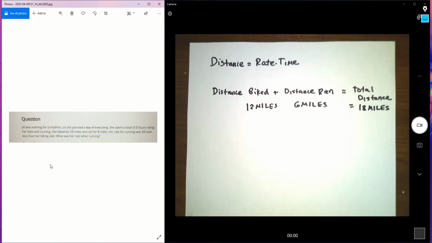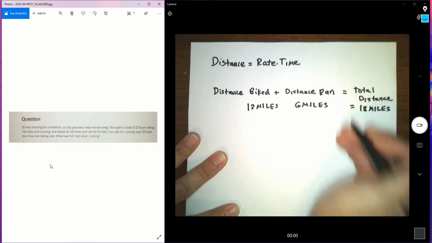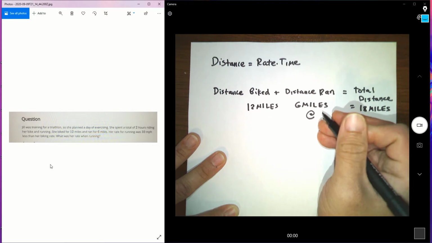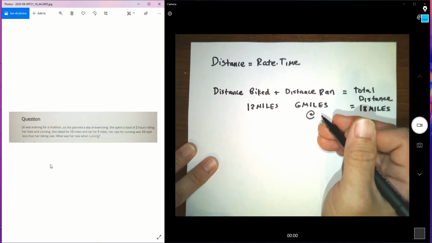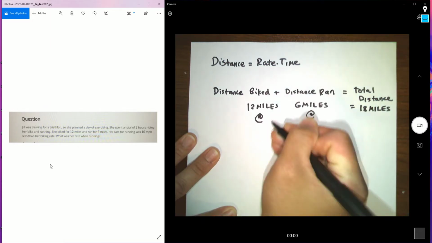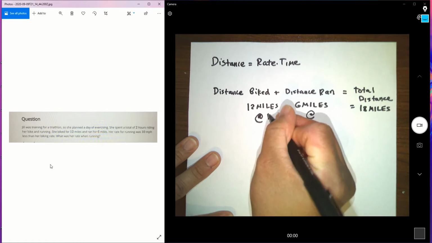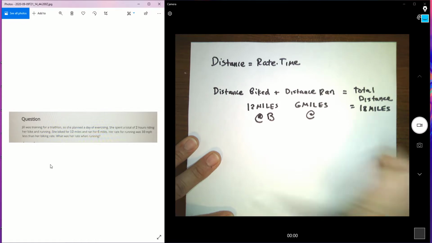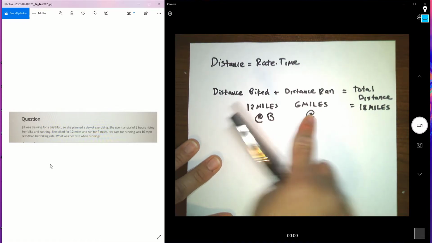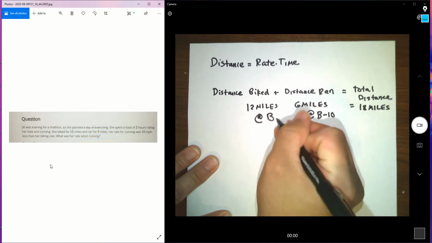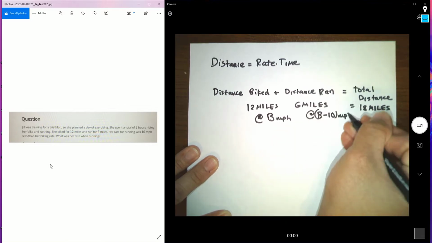Now here is the thing that we also know. We know that her running rate, running was 6 miles at 10 miles per hour less than her biking rate. So if we know that these 12 miles were done at a rate of, let's just call it B for the biking rate, then we know that this running rate was 10 miles per hour less than her biking rate. So she did this at B minus 10 miles per hour. So this will be B miles per hour and B minus 10 miles per hour.